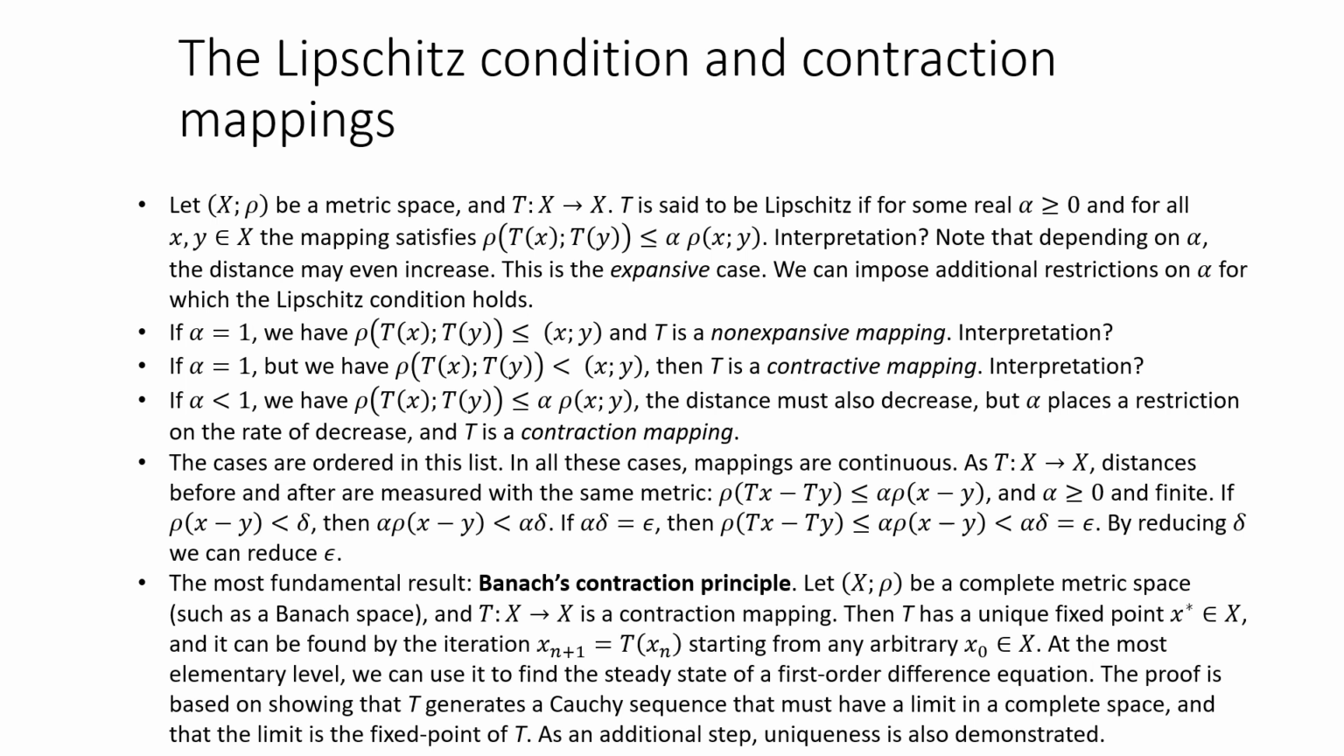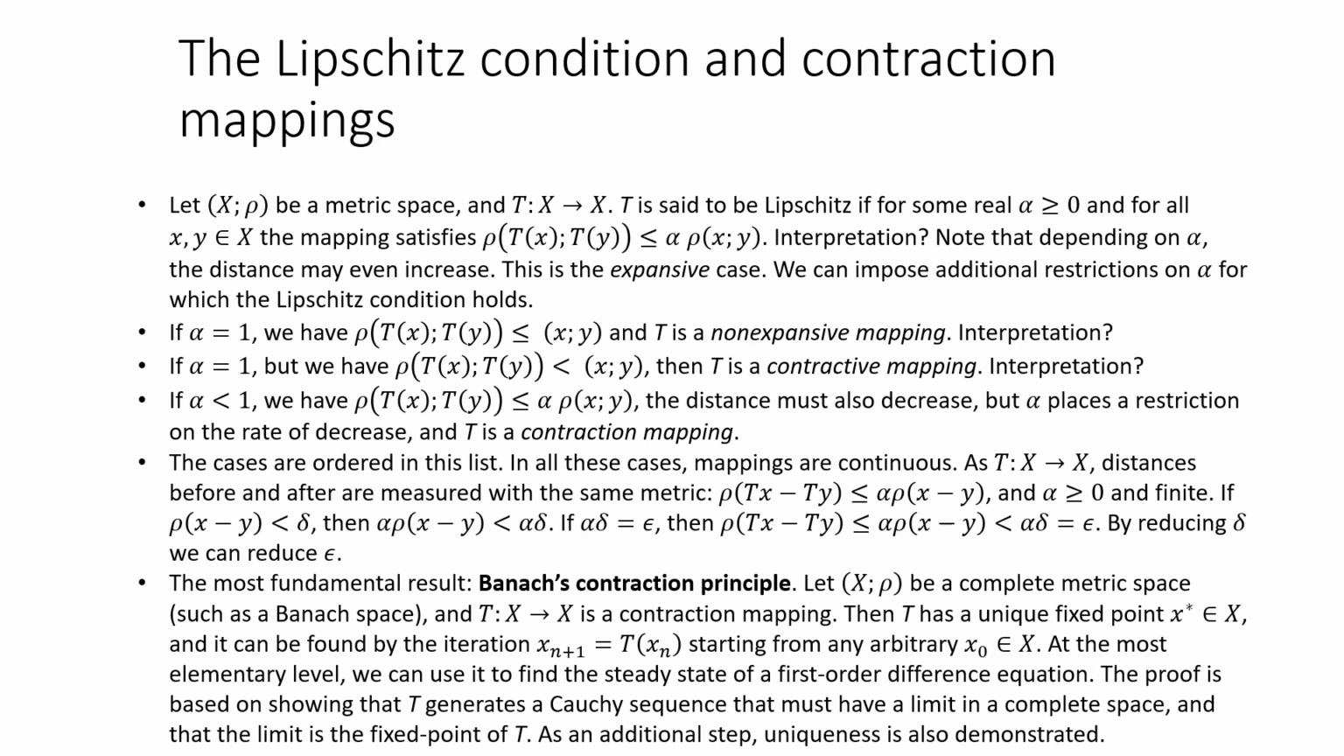Okay, we had 4 cases: the Lipschitz condition, the non-expansive mapping, the contractive mapping, and the contraction mapping. And the restrictions became more and more rigorous in these cases. So of the 4 cases, the conditions of contraction mappings are the harder. In all these cases, mappings are continuous. This is a very important result, because the continuity of mappings is very essential.